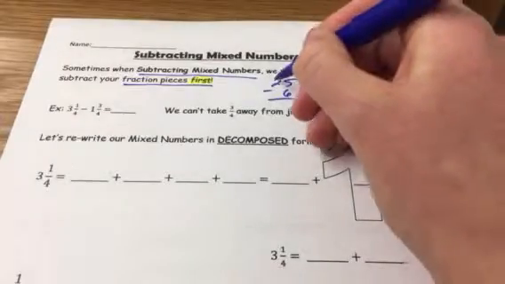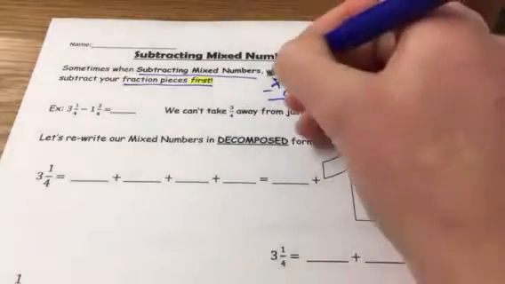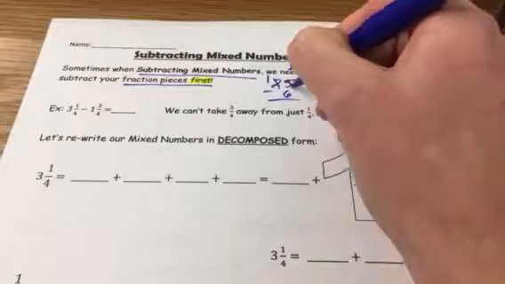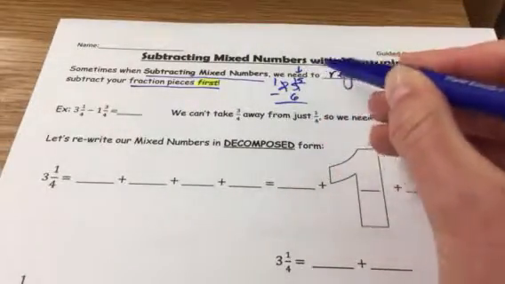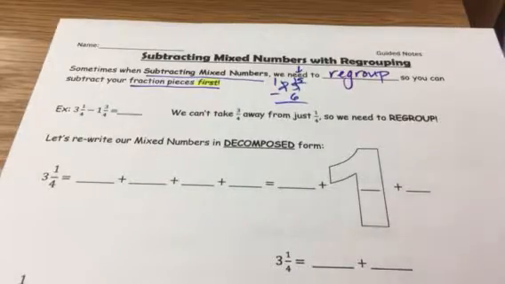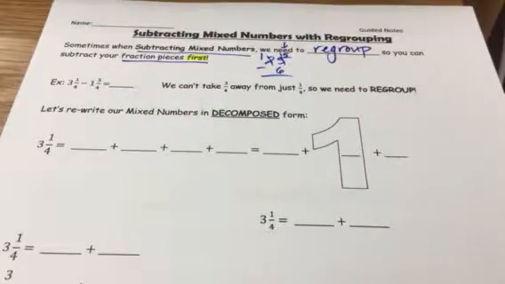And just like this, we are going to regroup. So here we would regroup from the tens. We would borrow a set of 10, and this would become 15 ones. So we're going to use a similar method, but we're going to be using fractions. So let's take a look at an example.